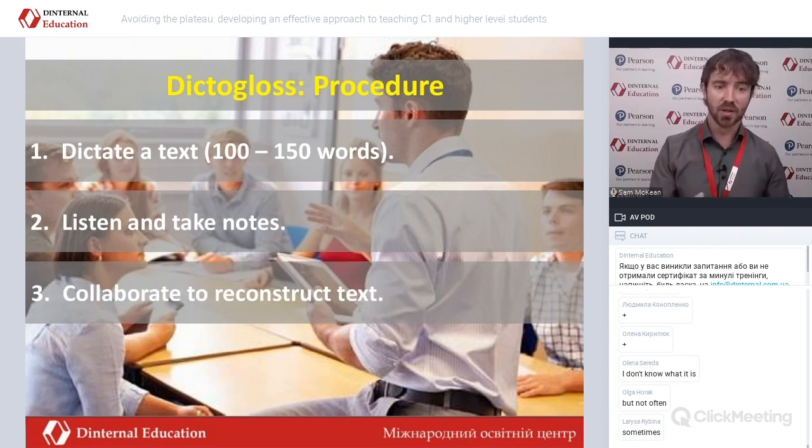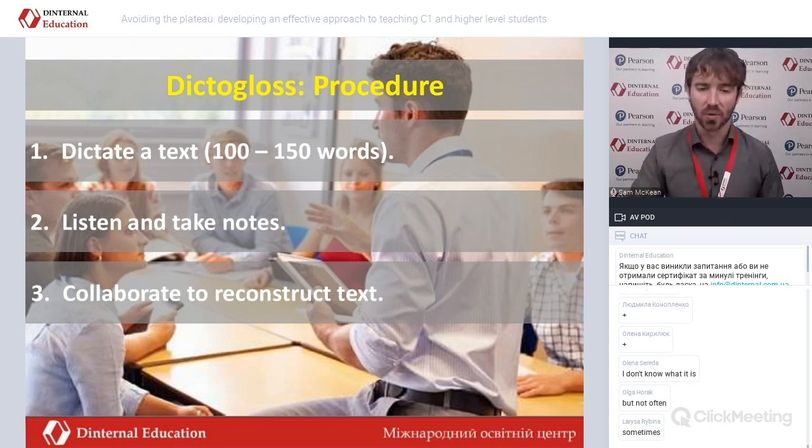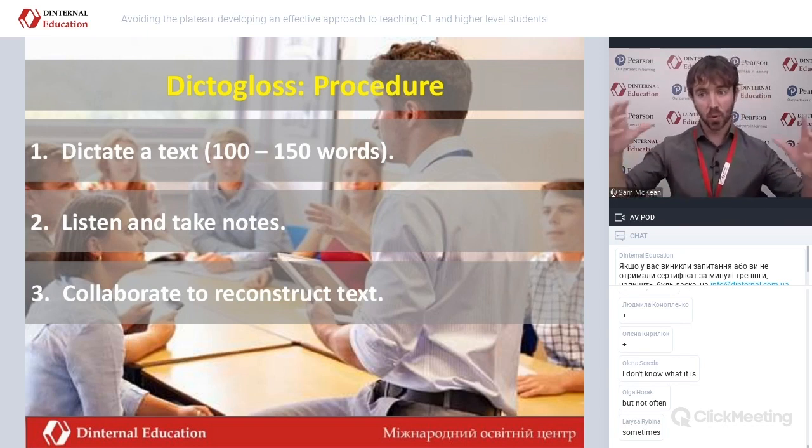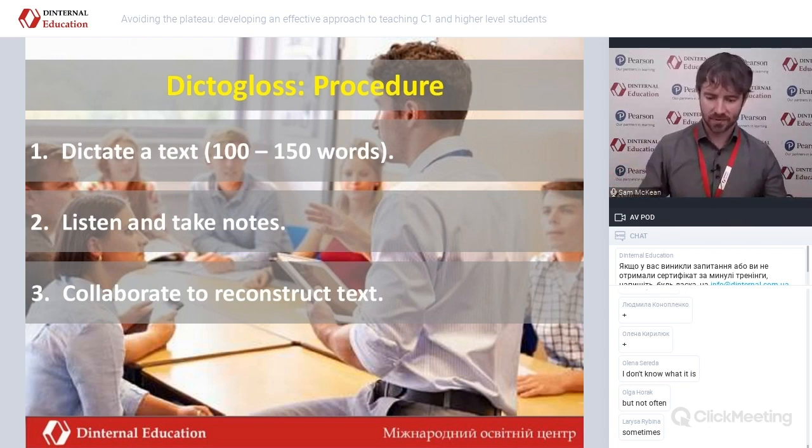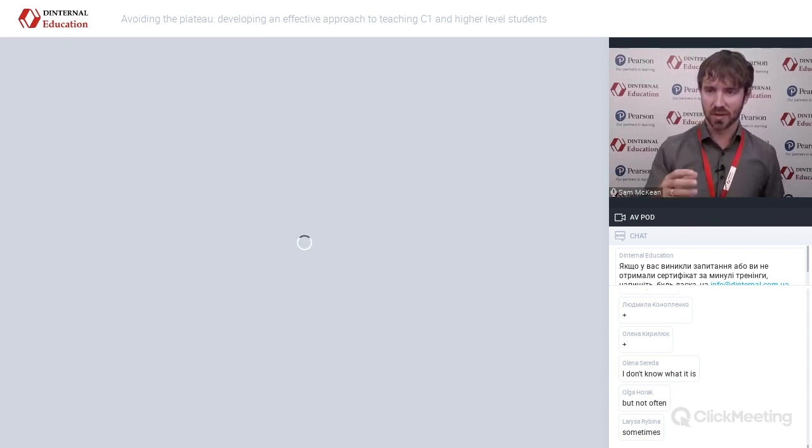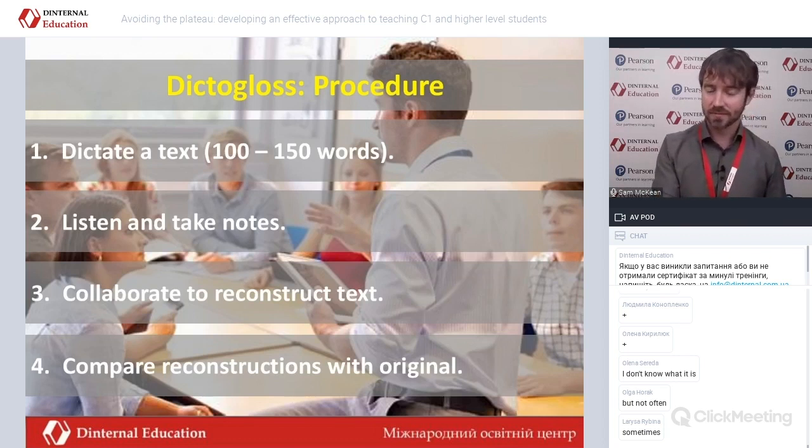Then we put the students into pairs or small groups, and they pool their knowledge. So they use all their notes, and then one person in the group has to rewrite the text so it is as close to the original as possible. So we call this a reconstruction activity. Then we give the students the original text that you dictated to compare with their text.